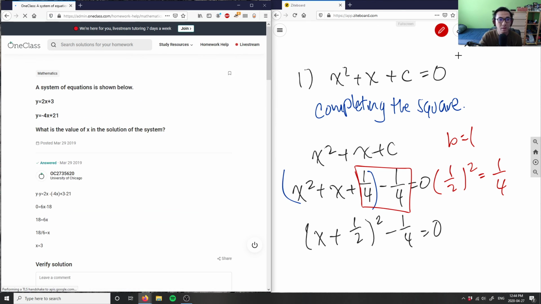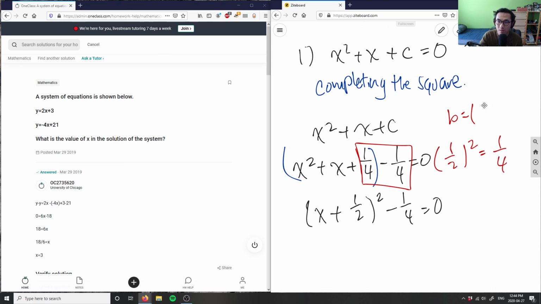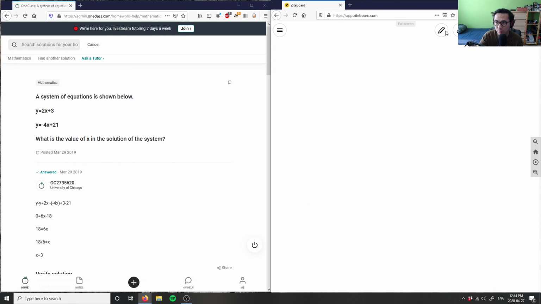That's great. And then our last question for the day is a systems of equations problem. So let me just draw this out first. It says a system of equations is shown below. What is the value of x in the solution of the system? So I have y equals 2x plus 3, and y equals negative 4x plus 21 here.